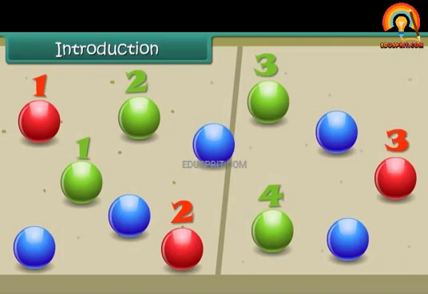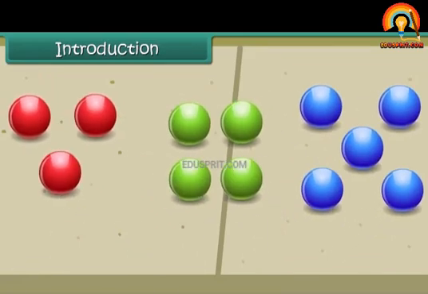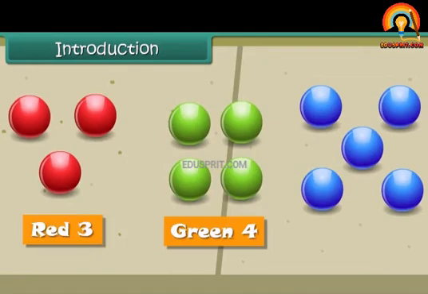Now it's turn for blue colored marbles. 1, 2, 3, 4 and 5. We have 5 blue colored marbles. Hence, we have 4 green colored marbles, 3 red colored marbles and 5 blue colored marbles.